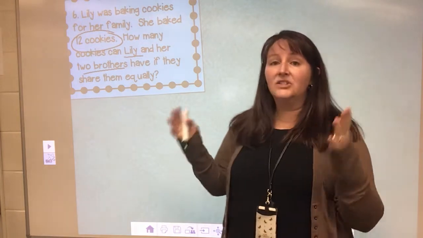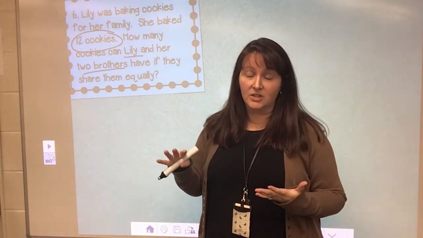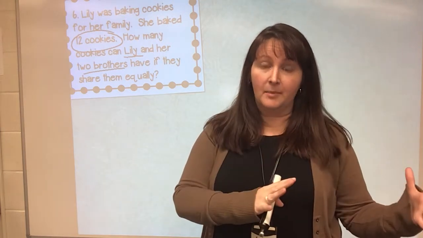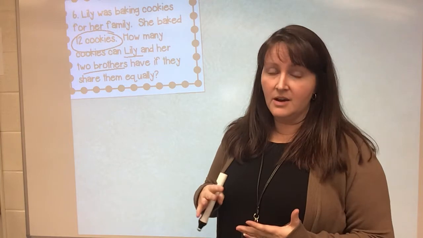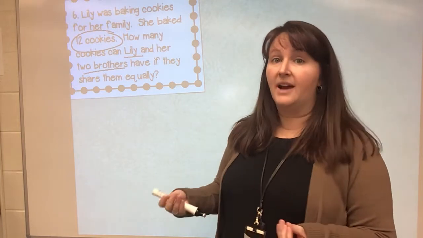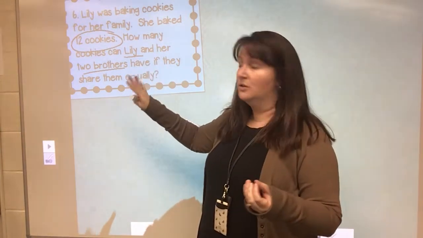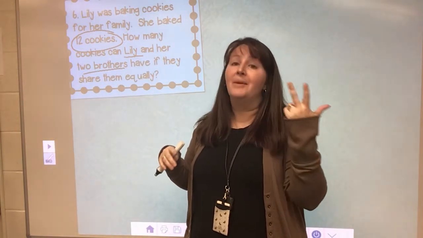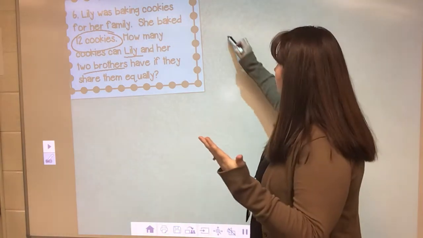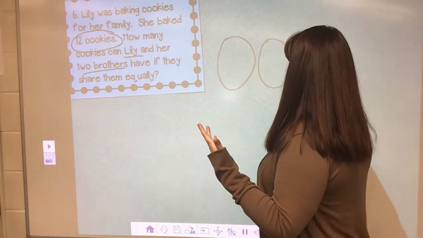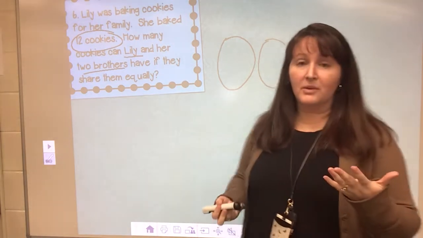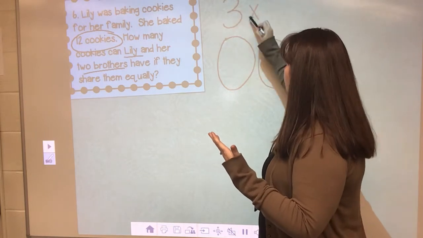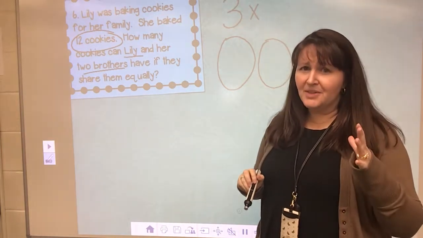So friends, if we start this problem by thinking multiplication, remember multiplication is equal groups of something. So we already know how many groups we have. We are going to be putting these into groups for Lily and her two brothers. Lily and her two brothers, that makes 3 groups. So on my board, I'm going to draw my 3 groups. Now remember, if we're thinking multiplication, this is 3 groups of, now here's the part that we don't know.